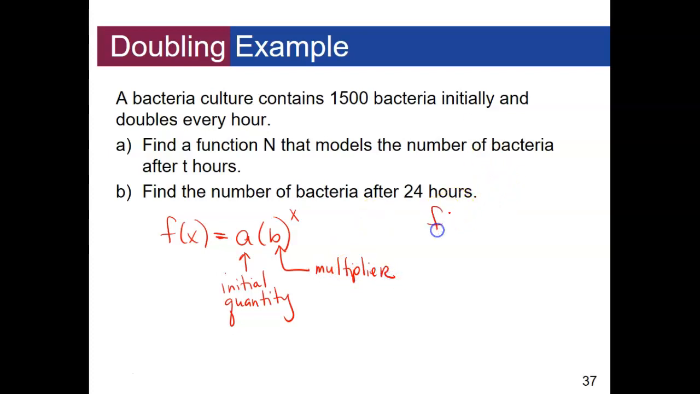So for this one, if we're going to come up with our model, we initially start with 1,500 and it doubles every hour. So we're going to do 2 to the x. And in this case, it's telling us to model it with an n. So we're going to do n of x equals 1,500 times 2 to the x.